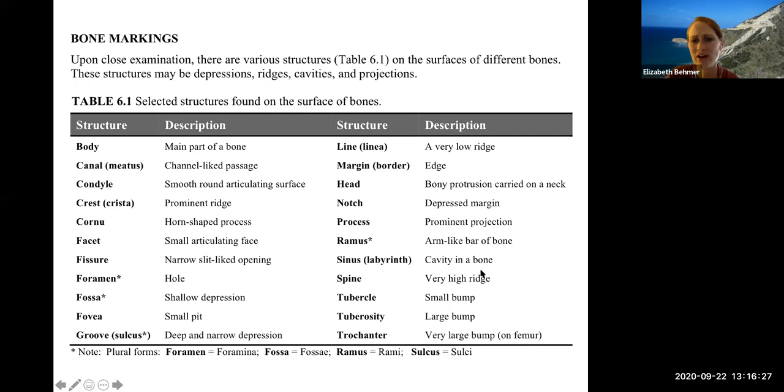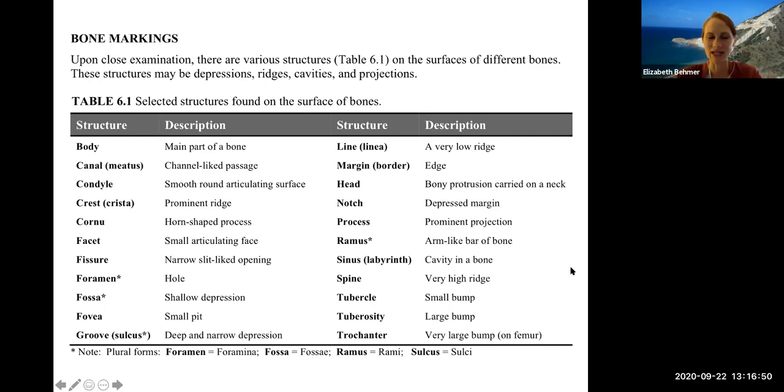A spine is a very high ridge. You can all feel the spine of your scapula right now on your shoulder blade. That's the spine. A tubercle is a small bump. A tuberosity is a large bump, and a trochanter is a very large bump. So not only will you learn names of bones, but you'll also learn different markings on the bones.